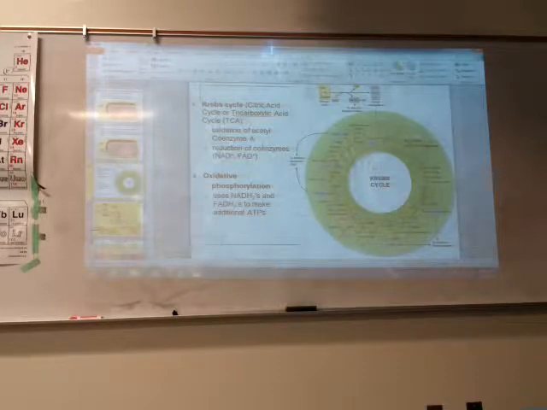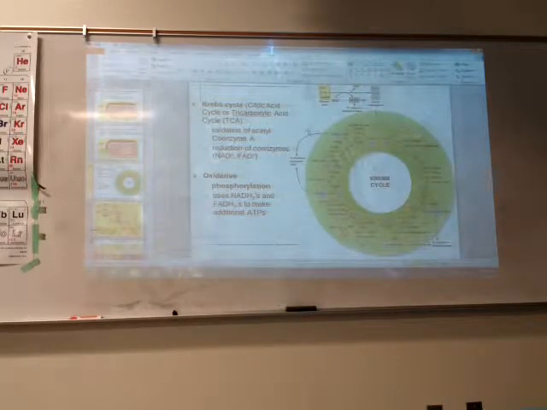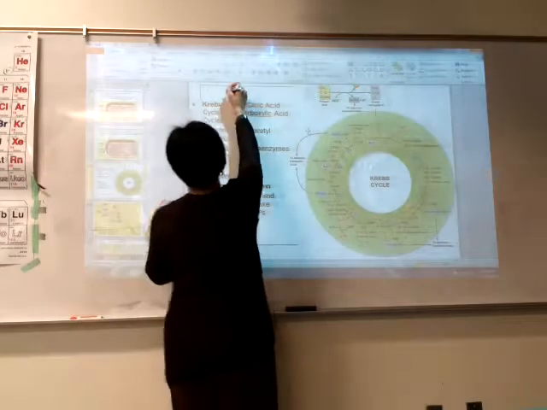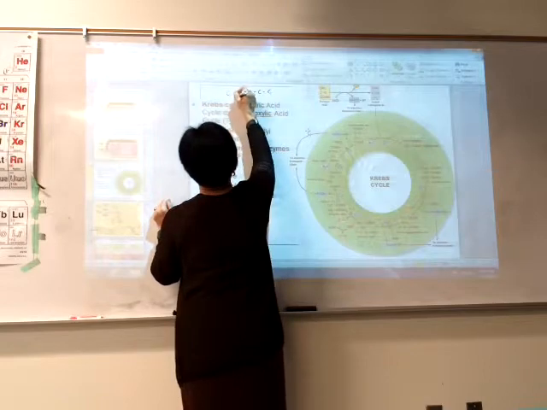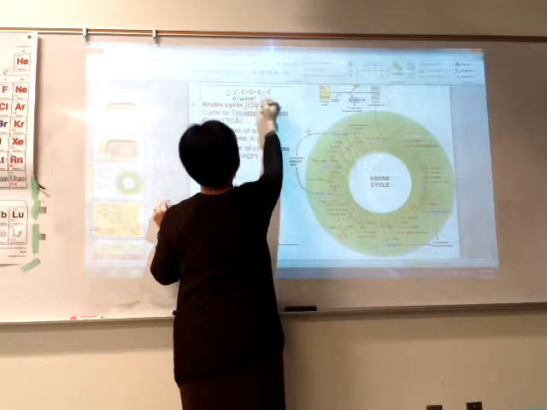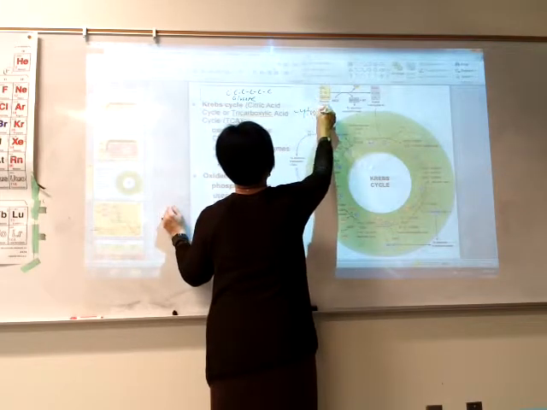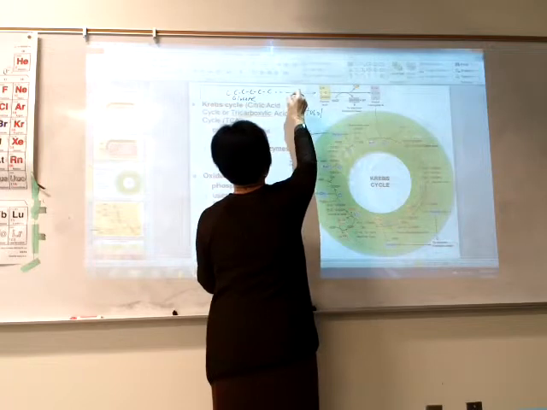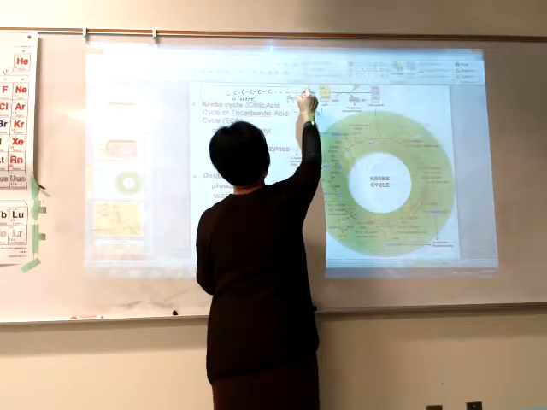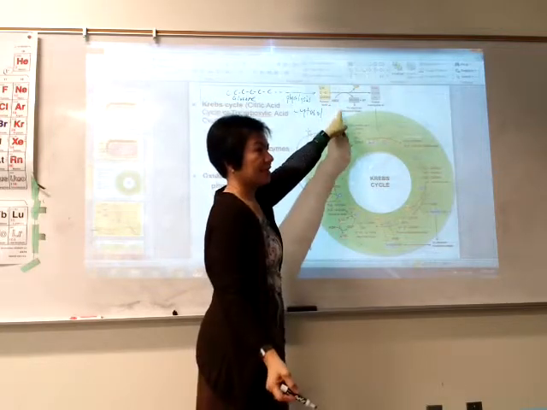Okay. Look at this. There's your glucose. See? This was my glucose, and this is in the cytoplasm. So you broke it down into two. This is the glycolysis part. Then you end up with pyruvic acid.